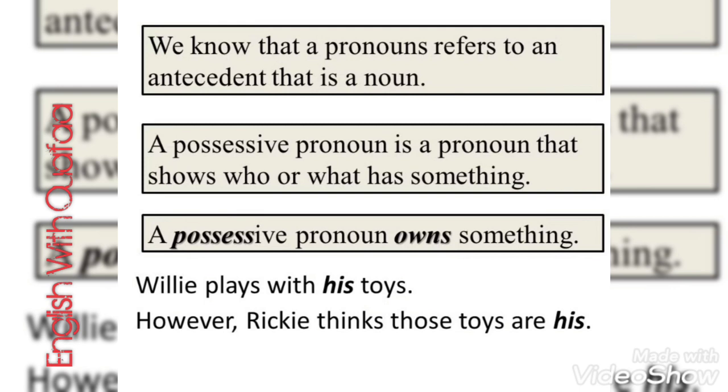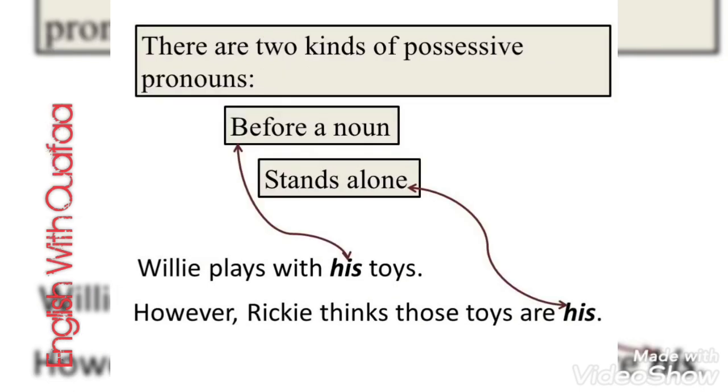We know that a pronoun refers to an antecedent that is a noun. A possessive pronoun is a pronoun that shows who or what has something. A possessive pronoun owns something, which means that we are talking about possession. Willie plays with his toys. I mean, the toys are for Willie. However, Ricky thinks those toys are his. So the possessive pronoun his refers to possession or something that a person owns.